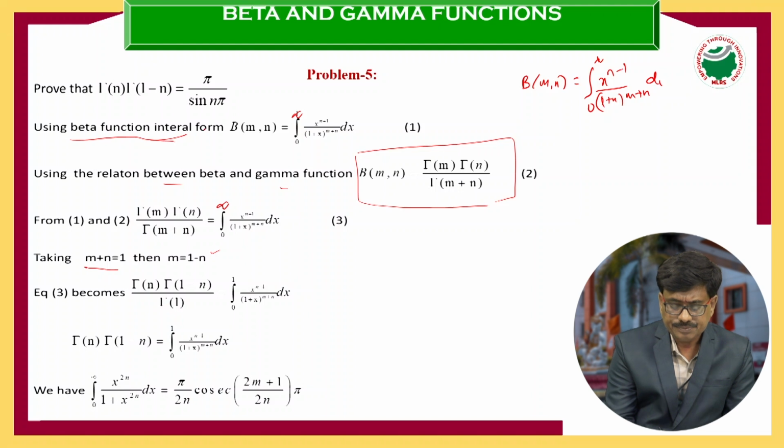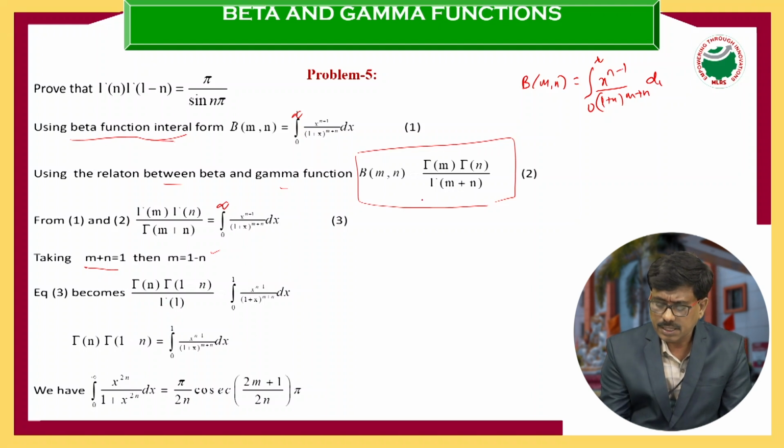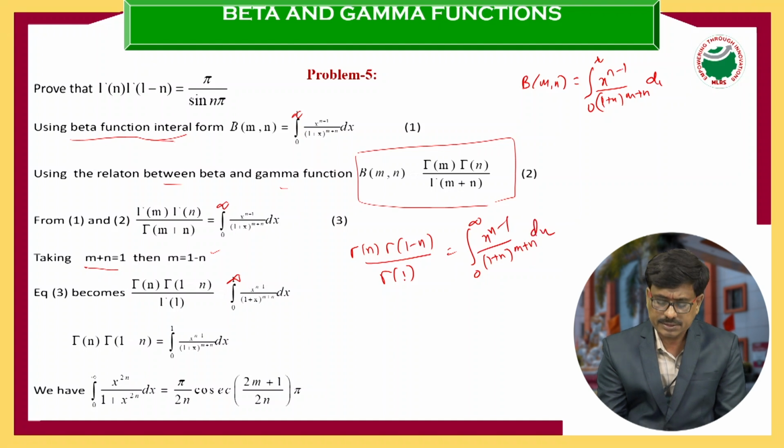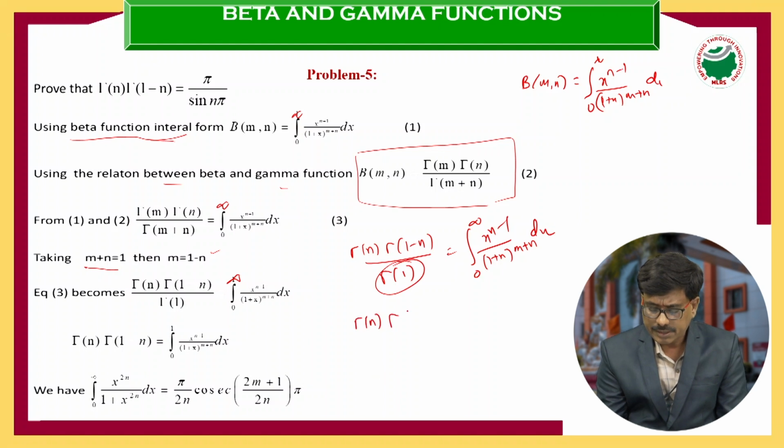Now what happens? The relation becomes gamma m, gamma n, gamma of 1 minus n divided by gamma of 1, integral 0 to infinity x power n minus 1 by 1 plus x whole power m plus n into dx. What is gamma of 1? Gamma of 1 is 1. Now the left hand side becomes gamma n, gamma of 1 minus n, integral 0 to infinity x power n minus 1 by 1 plus x into dx.